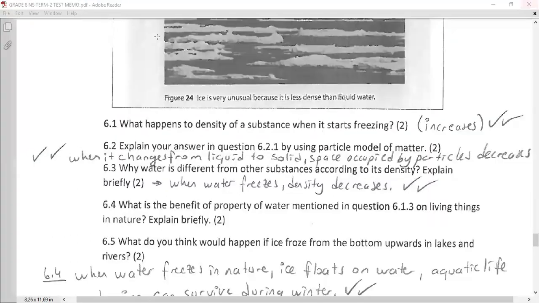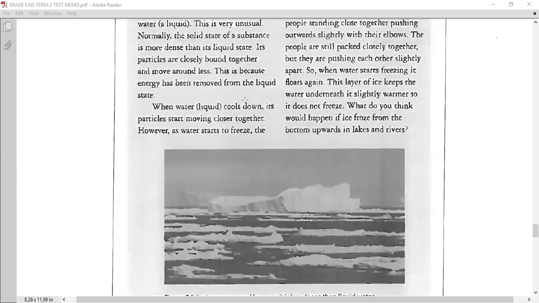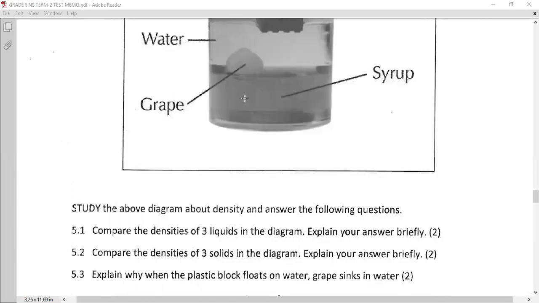Okay, got the attendance. Let's go back to the class and discuss this part. 6.2, explain why, by using the particle model of matter. There's a typing mistake here: 6.2 is supposed to say 6.1 by using the particle model of matter. So what happens to the particles? I just gave you the example in the previous question.